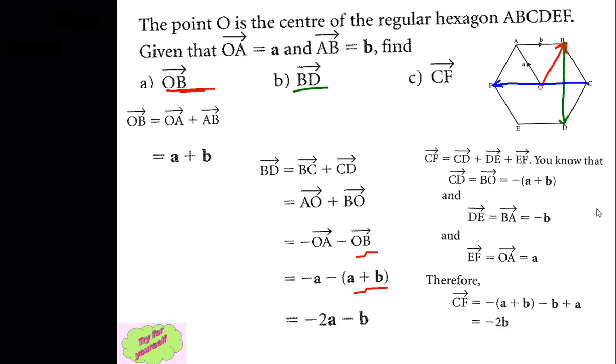Add them all together. That's minus A minus B. So minus A plus A cancels out. Minus B minus B is minus 2B. That does make sense, going backwards by B. So the answer does make sense.